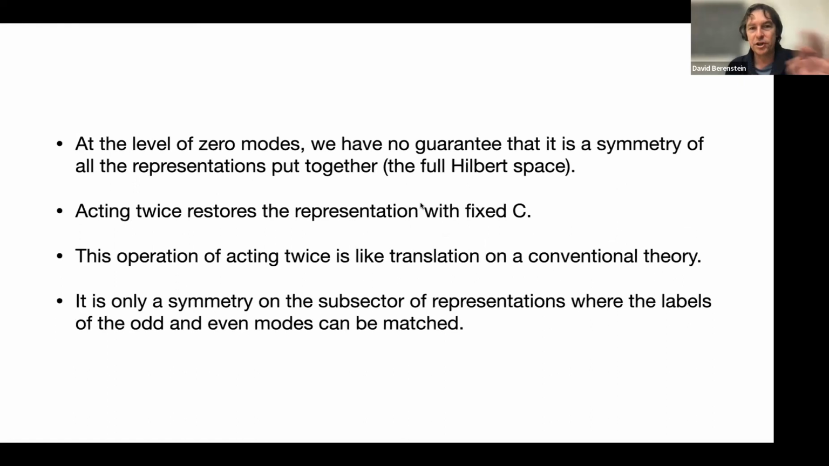So here's the important thing. As I said, at the level of zero modes, there's no guarantee that it's a symmetry. But if you do it twice, so if you translate twice to the right, then the central elements go back to themselves, and now Stone-von Neumann fully applies, and therefore all of those are symmetries. So translation by twice is a symmetry in the traditional sense of Wigner, that you can write a unitary that realizes it, and acting by once doesn't. So the operation of acting twice is like a translation symmetry on a conventional system.